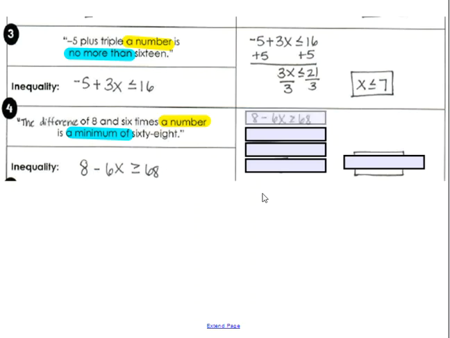So if we solve this, we rewrite it first, and then we want to start getting the variable by itself. So let's get rid of that 8. It's all by itself, so let's subtract 8 from both sides. That leaves us with negative 6x. This should be a negative 6x here. I'm seeing a mistake. Negative 6x is greater than or equal to 60.